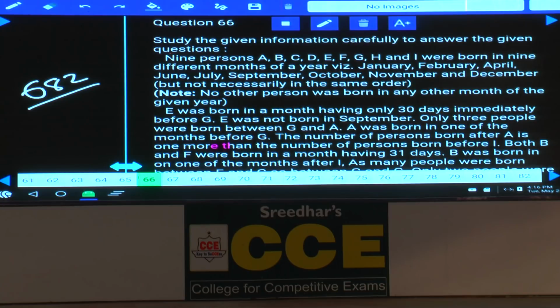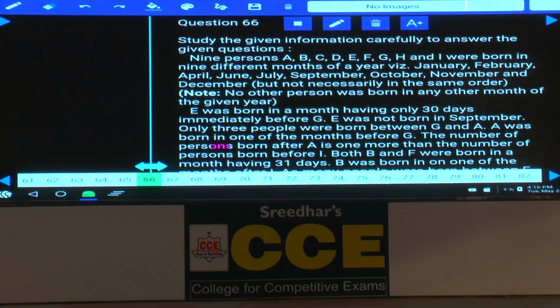These 5 are based on different dates. 9 persons A, B, C, D, E, F, G and H were born in 9 different months of the same year, starting from January, Feb, April and so on. How many months are there? In total we have some 9 months.